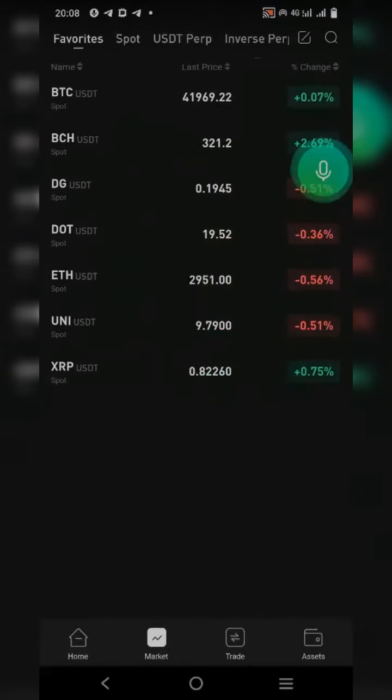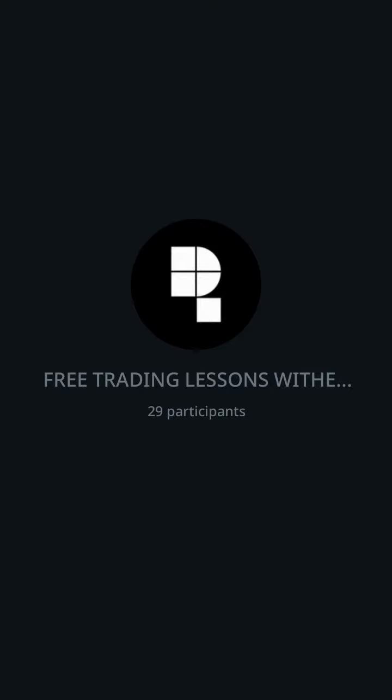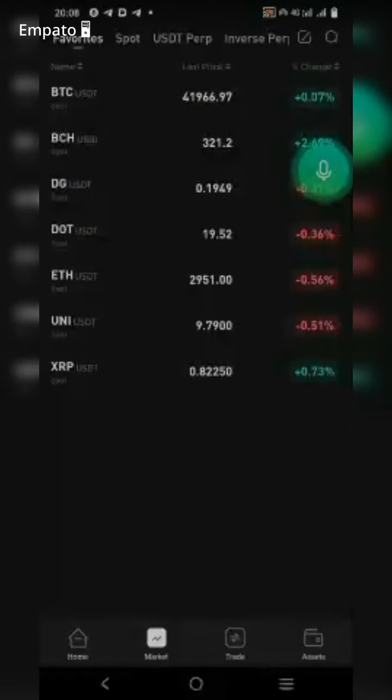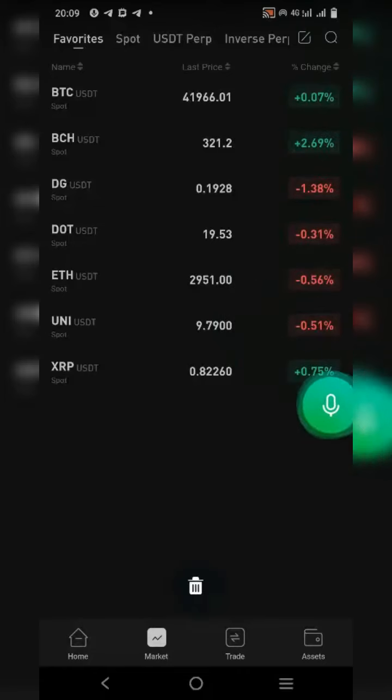So where you see on the market here, you see my favorite coins. Beneath it, you see XRP, USDT. You see spot is indicated there. That means these coins are listed on the spot market. Some of my favorite coins are listed on the spot market. And if you see XRP USDT, that means the price of XRP on the USDT market.